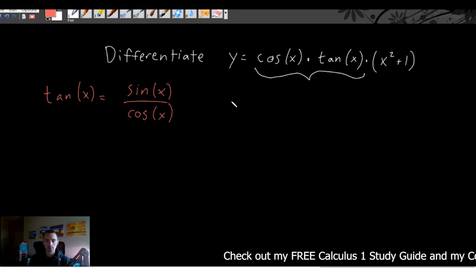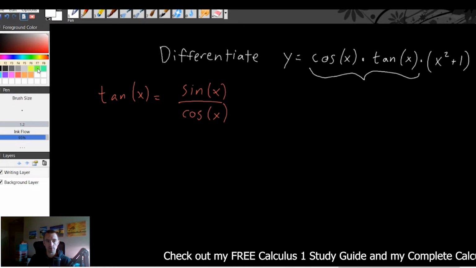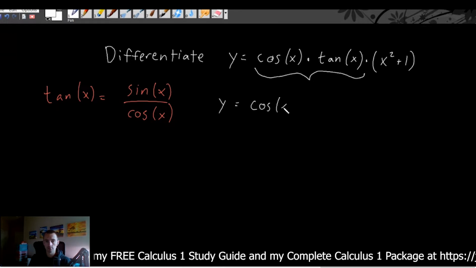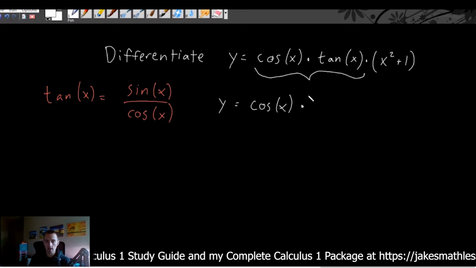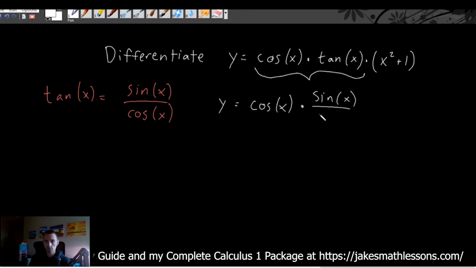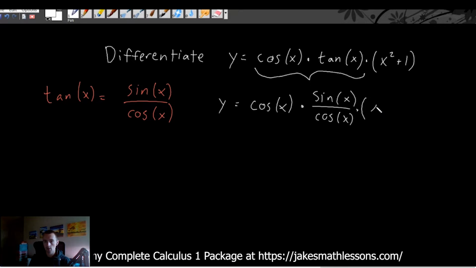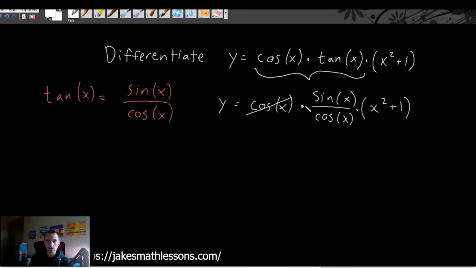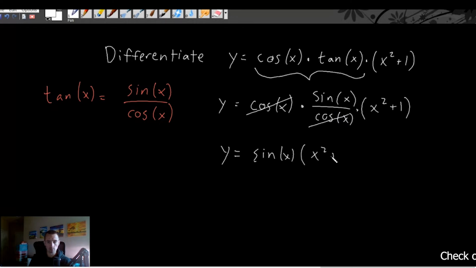So basically what that means is the function we're trying to find the derivative of here is actually cosine of x times sine x over cosine x times x squared plus 1. Well, now look what happens if we have cosine of x times sine of x over cosine x. The cosine x and the cosine x cancel each other out. So actually this function should not be thought of as this thing that we started with. Instead, let's think of it as sine of x times x squared plus 1.